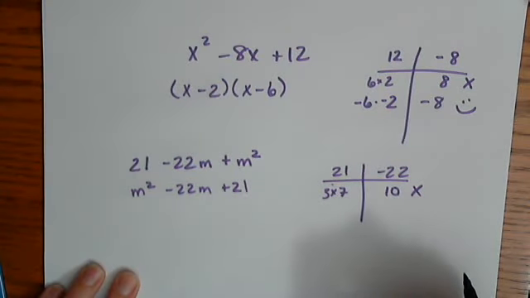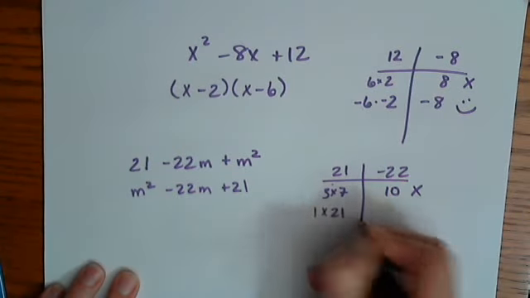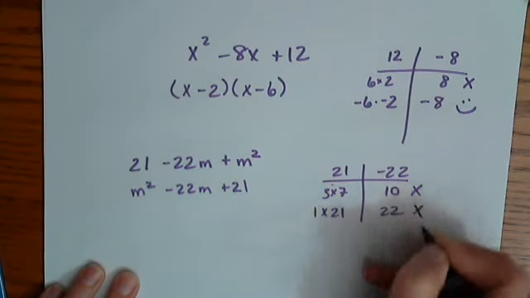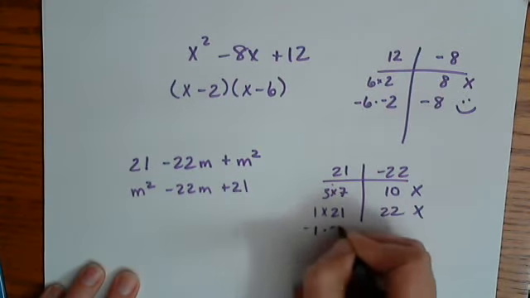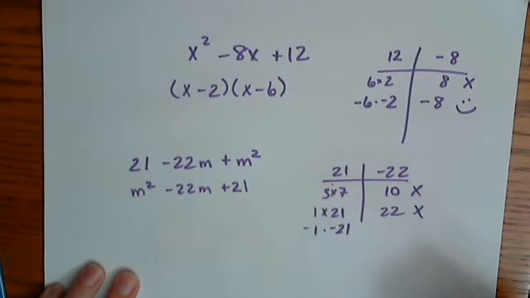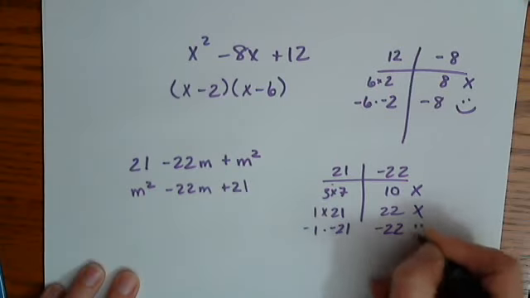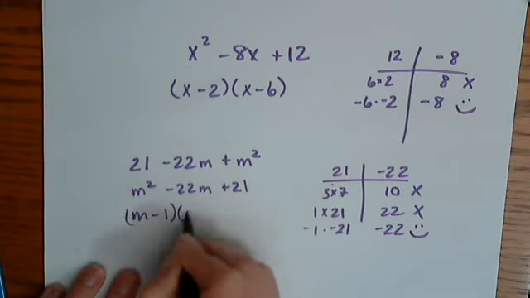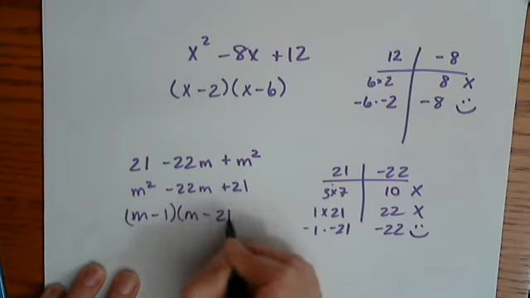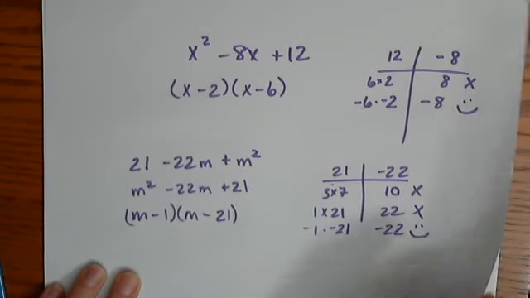How about, let's see, is it obvious to you? Did you already figure it out? 1 times 21 would add to a 22, not what we want because we want a negative 22. So negative 1 times negative 21 multiplies to a positive 21 and adds to a negative 22. There we go. m minus 1 times m minus 21. And I'll let you check the work to make sure that that's what we need to get.